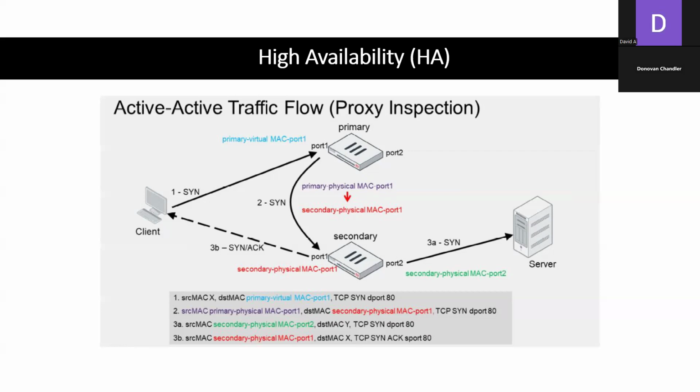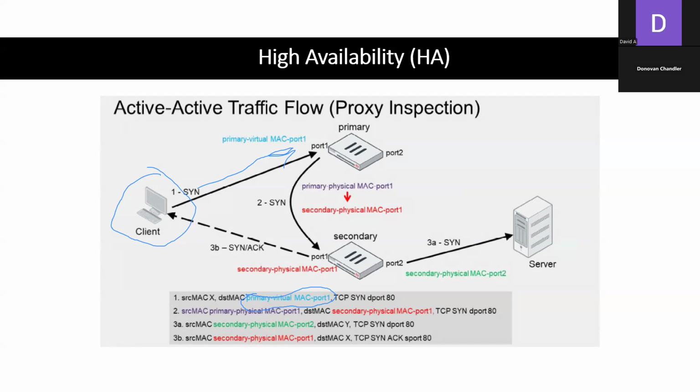So what's happening? Let's look at the client. If we're tracking this traffic, let me grab this color. The client right here, what is it doing? It's sending that SYN packet. It's always going to be forwarded to the primary FortiGate, and it's going to use that virtual MAC address as a destination. So this is the virtual MAC address that the client sees, and it's going to send it there.